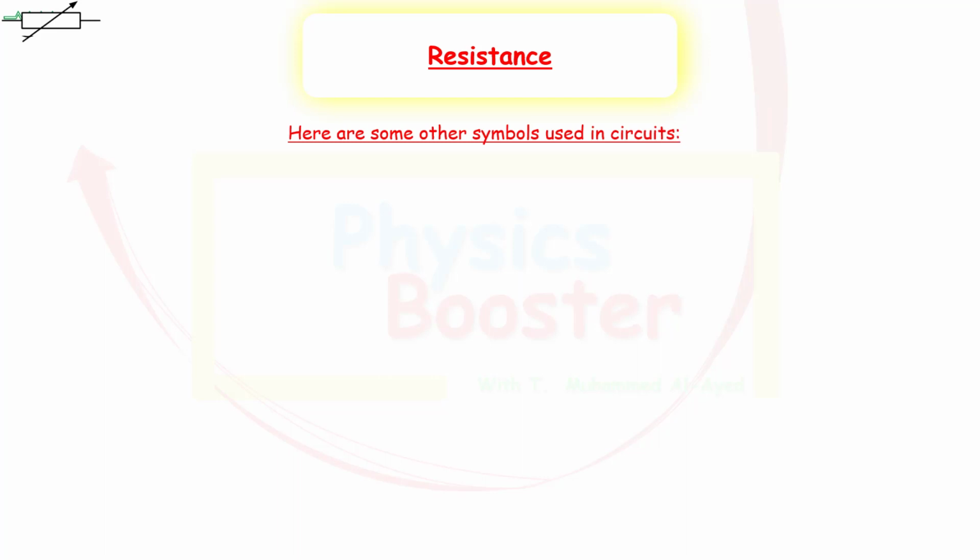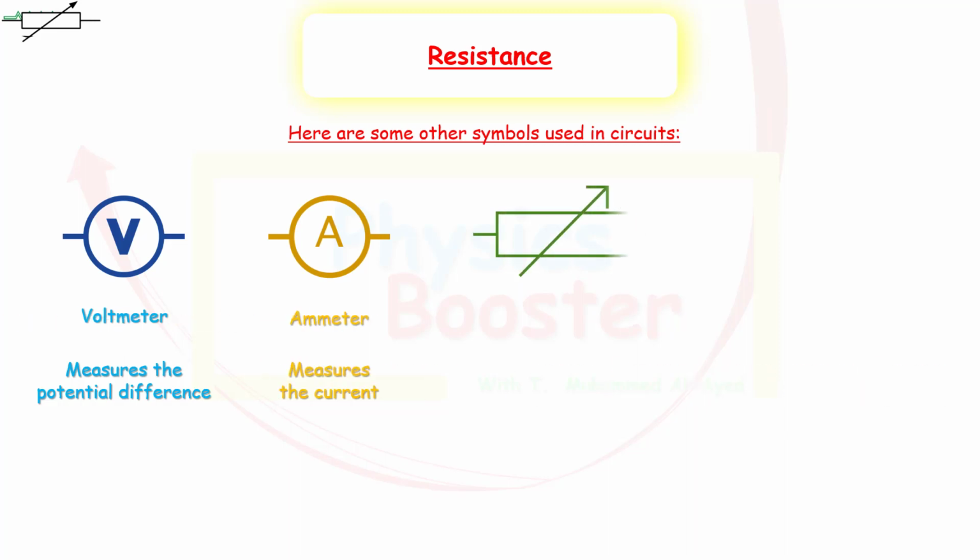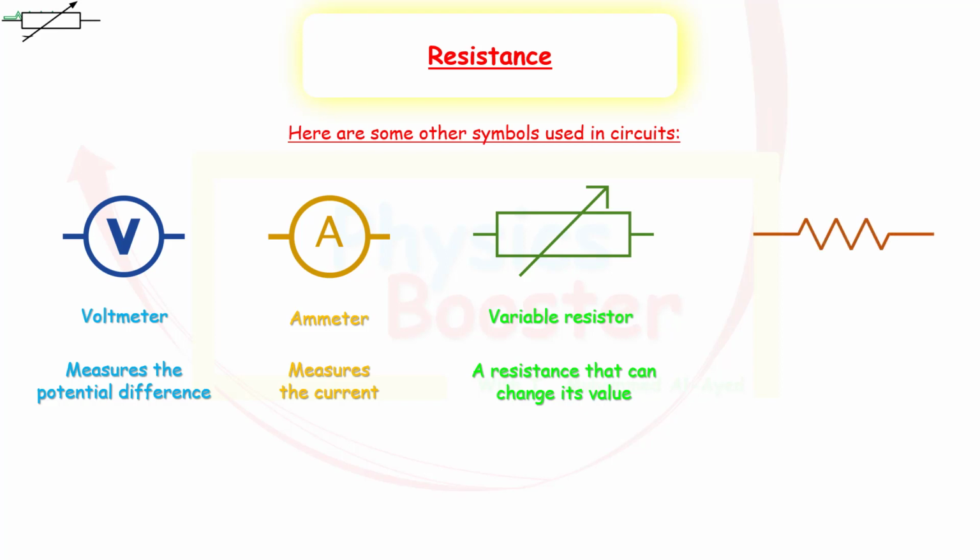Here are some symbols used in circuits. This is a voltmeter. It's simply a V inside a circuit, and it measures the potential difference. This is an ammeter. We've seen it before. The ammeter measures the current. And this is a symbol used for the variable resistor, which is a resistor that can change its value. And finally, we use this shape if we want to talk about a simple resistor, which gives resistance to the circuit.